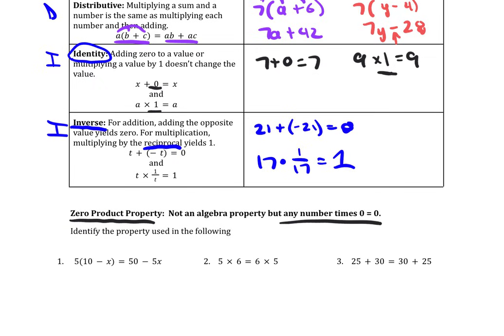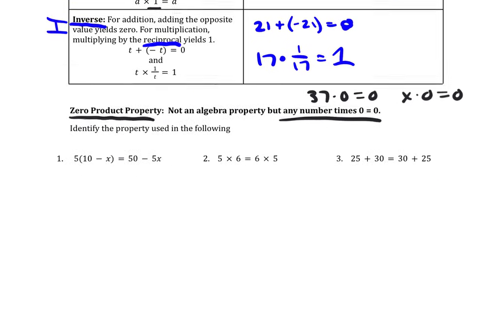If I take 37 times 0, it is 0. If I take x times 0, my answer is 0. Anything times 0, my answer is going to be 0. Okay, so now, taking a look at some of these properties. I'm not asking you to simplify, there is an equal sign, so I'm not asking you to solve. I'm asking you to tell me what property I am using.